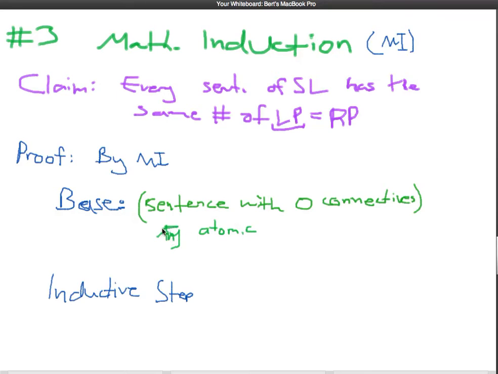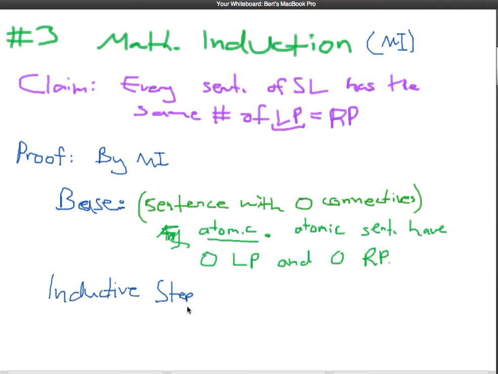So we know that, so let me just scratch this out. Any sentence with 0 connectives is going to be an atomic sentence. So that's our first step. And then we know that atomic sentences have 0 left parentheses and 0 right parentheses.